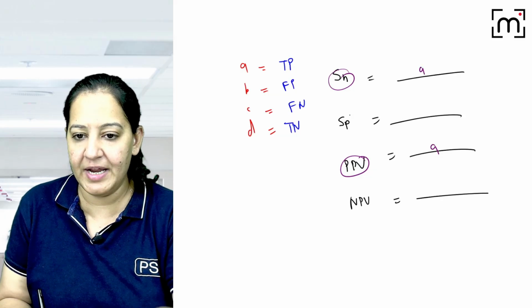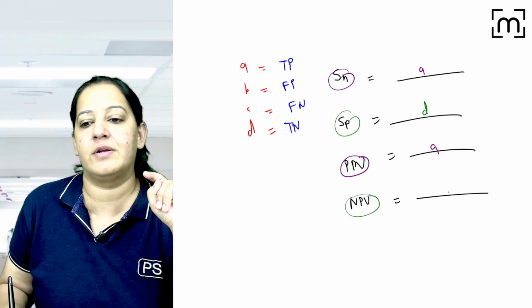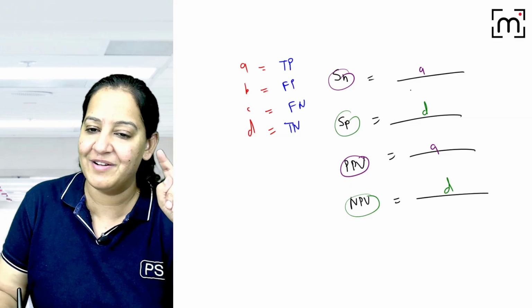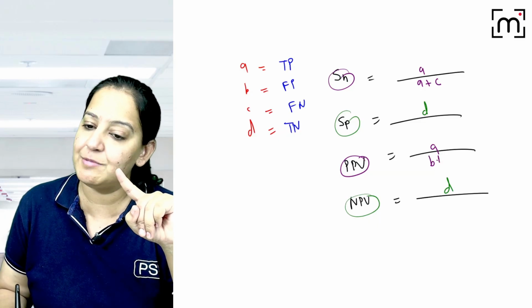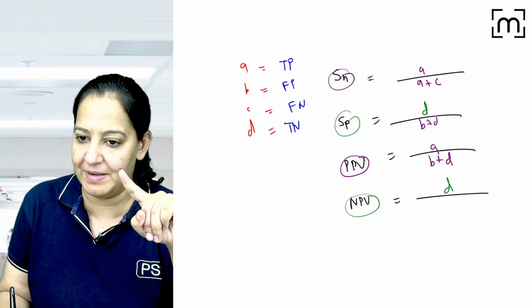And the remaining two, specificity and negative predictive value, detect the true negative. That's why their numerator is always D. Now everything is the denominator. Who will tell me the denominator? What is the sensitivity? It's A plus C. And what is the specificity? It's B plus D, right? Specificity is B plus D, I'm sorry, it's B plus D here.